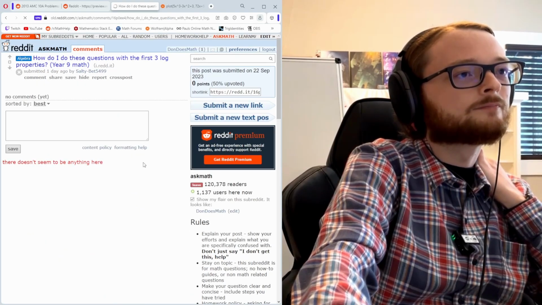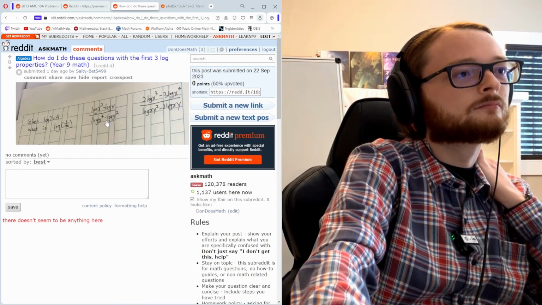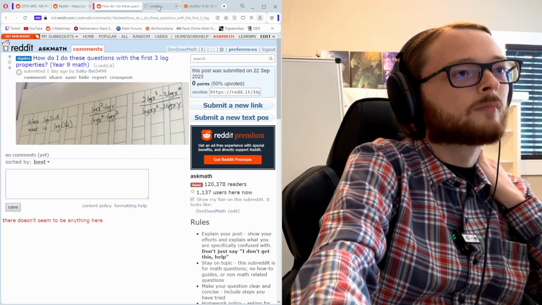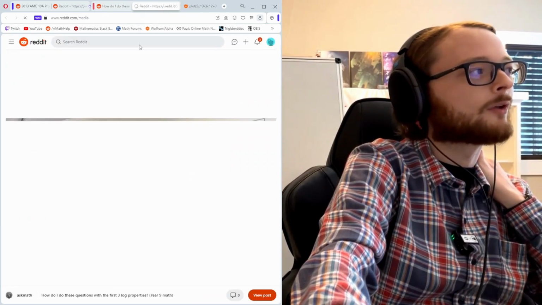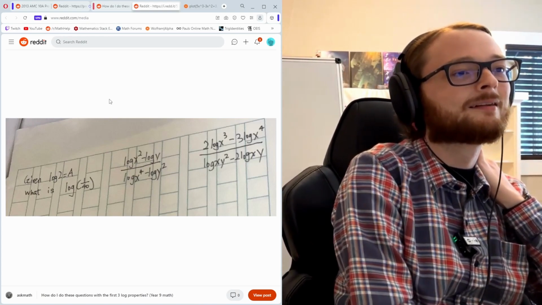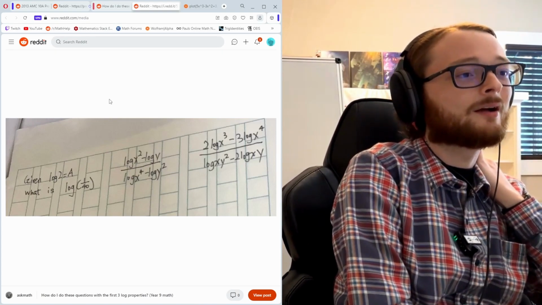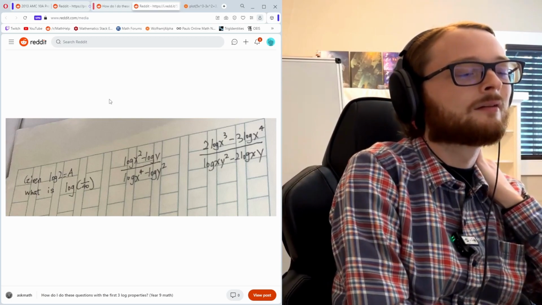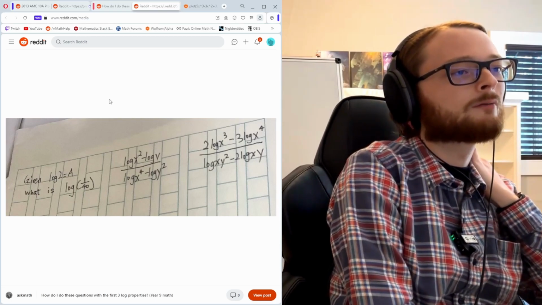Look at this one. The first 3 log properties thing kind of scares me because I don't know how they're numbered, but given log of 2 is a, what is log of 1 over 40?